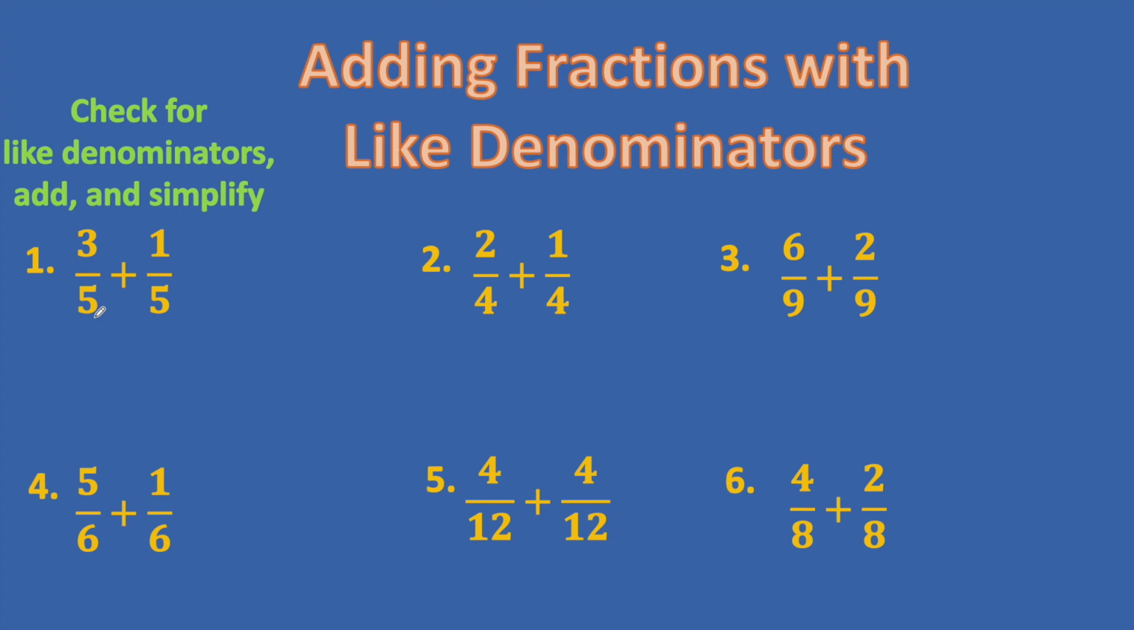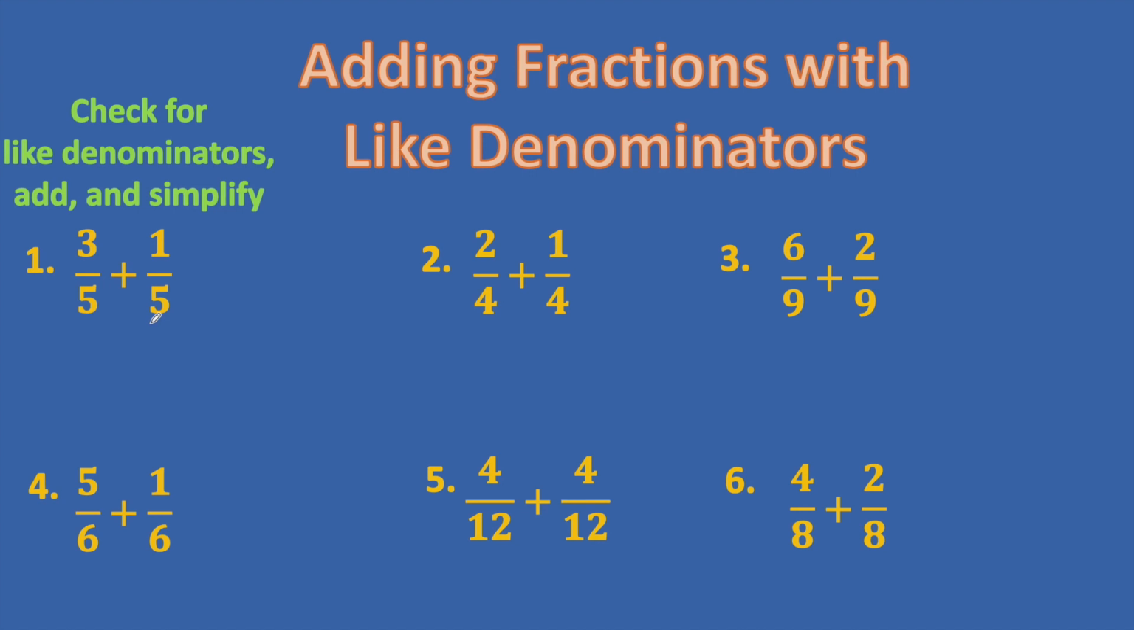So looking at our first example, we check for our like denominators. We see that we have a 5 on the bottom of this first fraction here. And in our second fraction, we also have this 5. So that means we have a like denominator. They share a common denominator.